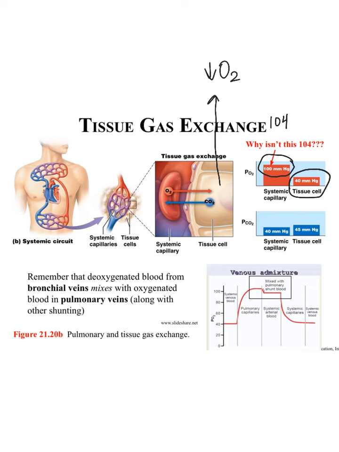So pulmonary veins return oxygenated blood to the heart, and blood is mixing with the bronchial veins that carry deoxygenated blood. So we do lose a small amount there, so that's why it's not 104.